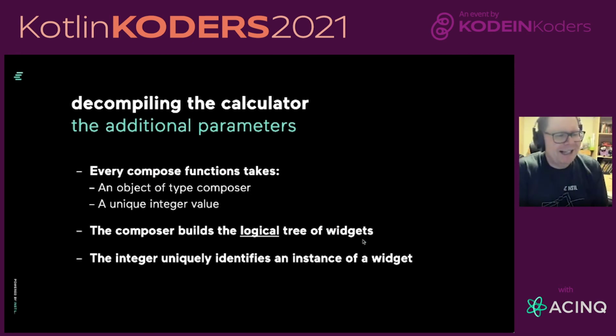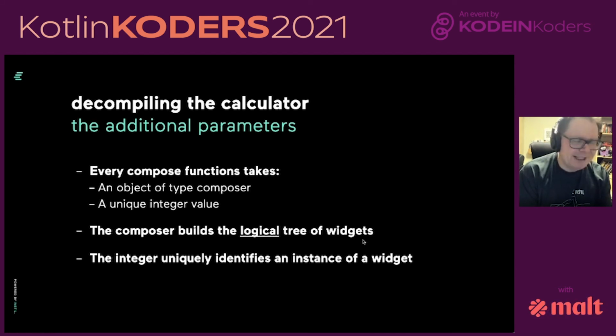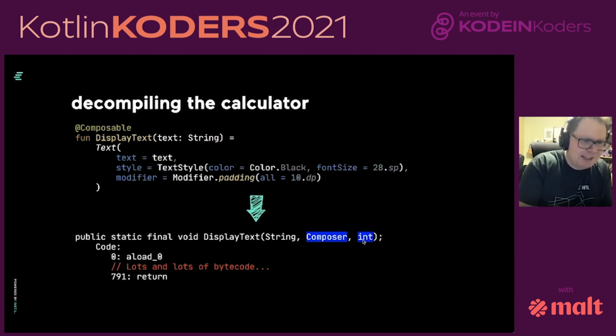Well, the composer object is the thing that builds the logical tree of widgets. So every GUI library I've ever used has represented the GUI as a tree of widgets or controls or whatever you want to call them. And even if it's not represented in memory as an actual tree, it's a logical tree. That's how we think about it. So the job of the composer object is to build the tree of widgets. And then what's the integer for?